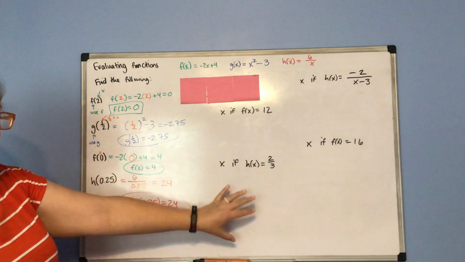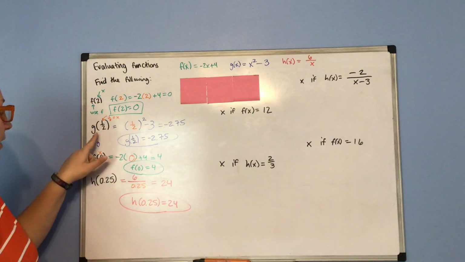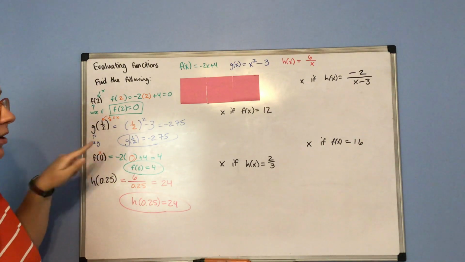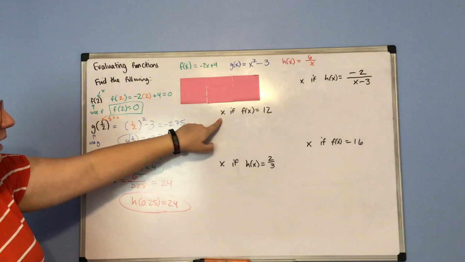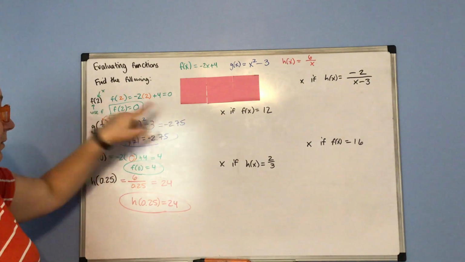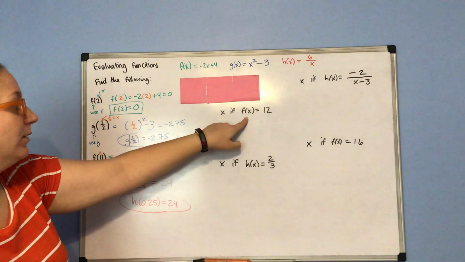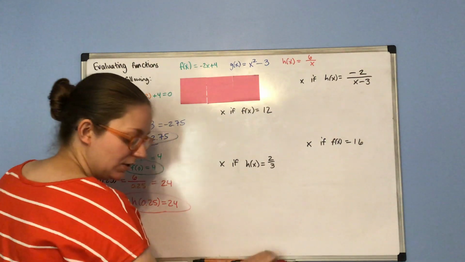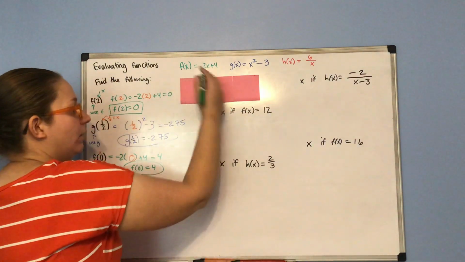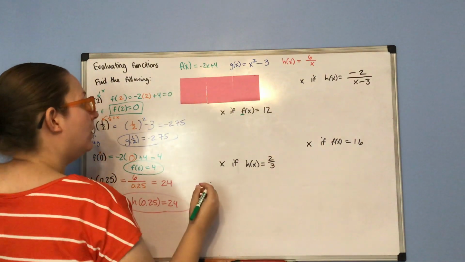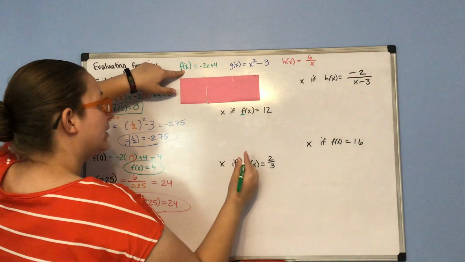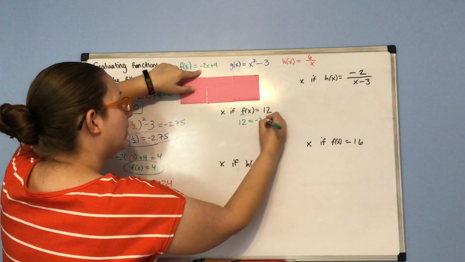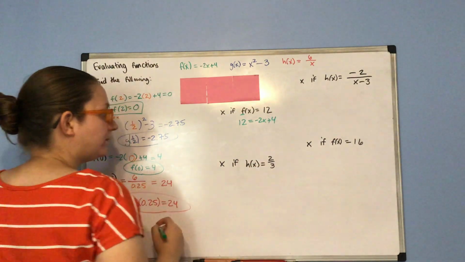The rest of these, notice they look a little different. It doesn't just say letter, function name, and a number to plug in. It's the other way around. They want us to find x. Instead of plugging in x, we're finding x if f of x equals 12. So using our f equation, we are going to put 12 in the f of x spot. So 12 goes in for f of x. Everything else stays the same.